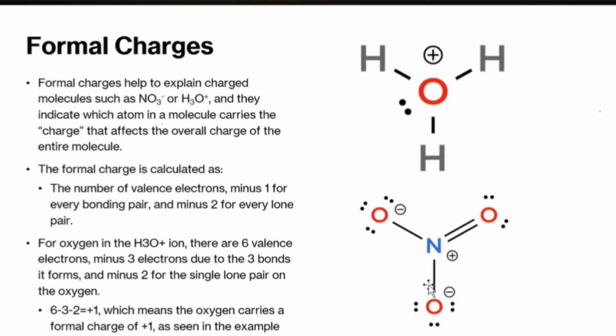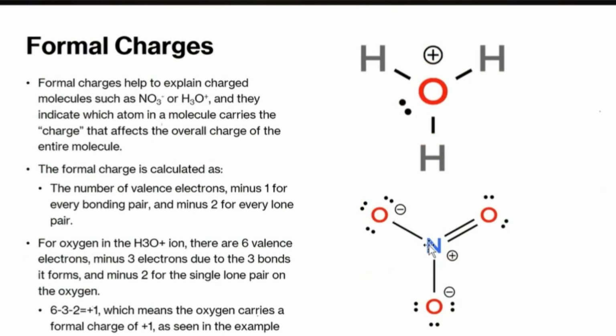And for something like the nitrate ion, just work through the formal charges for every single one of these. So let's start off with this oxygen. This oxygen has 2 bonds and 2 lone pairs. So oxygen has 6 valence electrons. So that's 6, minus 2 because of this double bond right here, and minus 4 because of these 2 lone pairs. So the formal charge on this will be 0.